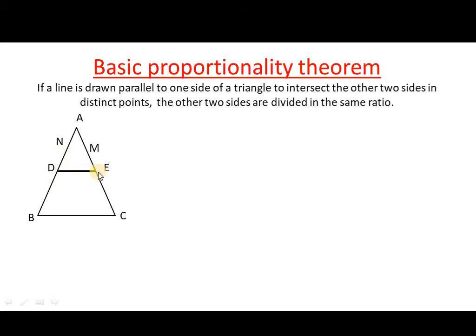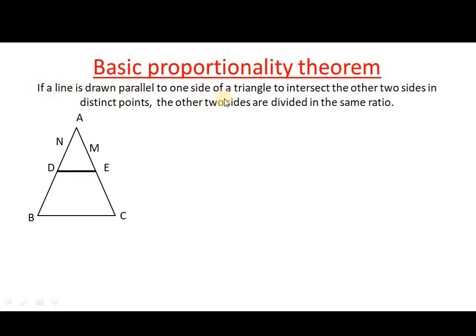While drawing the line DE, the triangle ABC is divided into two parts. One is ADE, another is DBCE. So we have to compare the sides. Therefore, AD divided by DB is equal to AE divided by EC. This is our basic proportionality theorem.